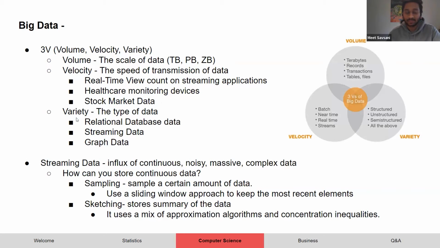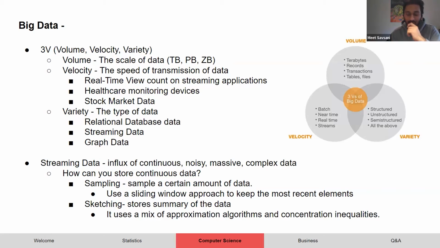The third type is variety. What is the type of your data? Whether it's relational database data that you can store in a database or not, streaming data, graph data, text data, image data, audio data, all these types of data constitute variety. Now I want to specifically talk about streaming data because it is very tricky to handle since it's changing continuously. Streaming data is an influx of continuous, noisy, massive, and complex data.